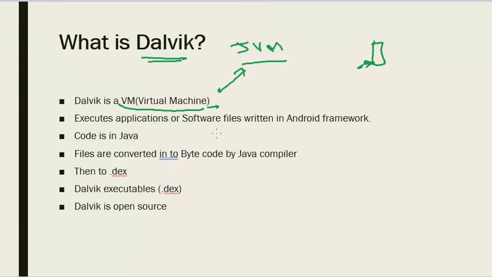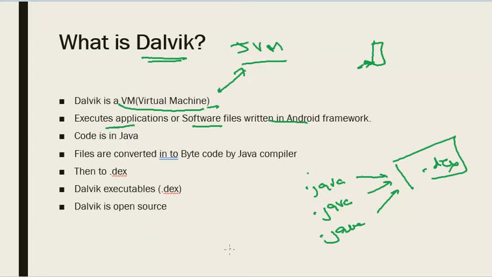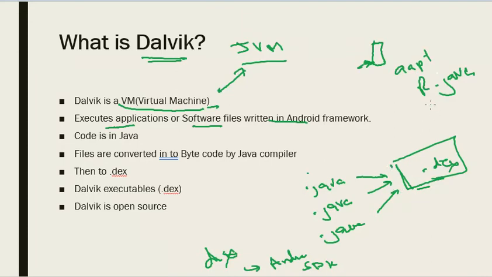So what's the process? It executes applications or software files written in the Android framework. The process is very simple. You write some Java files in the Android framework, and then all these Java files are converted to a .dex file using a dex tool inside the Android SDK. Then you also have resource files, and those are converted using the AAPT, the Android Asset Packaging Tool, into r.java files. After that, this r.java and the .dex are combined to create an Android APK.